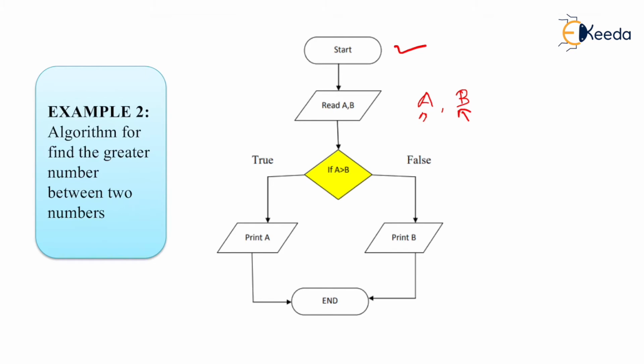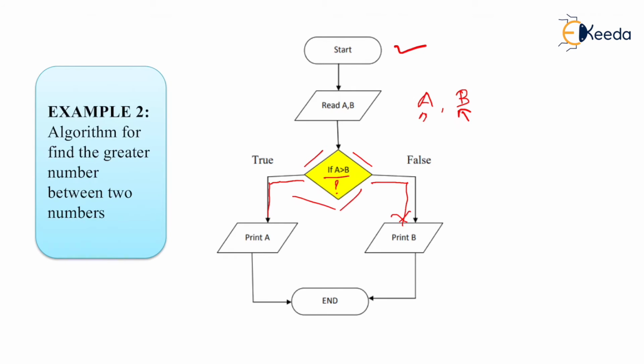Now, in this decision box, we are accepting the condition or the question. What question are we asking? The question is: is A greater than B? If this question is true, then we'll go to the left hand side. And if this question is false, then we'll go to the right hand side. So first we'll see the true side.